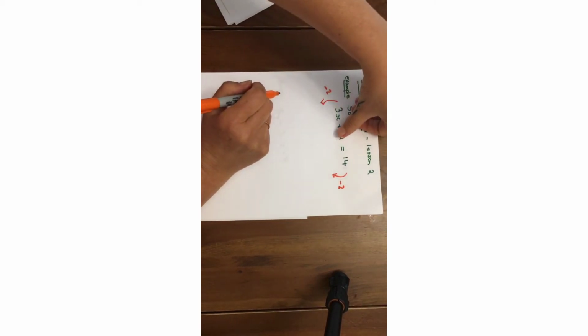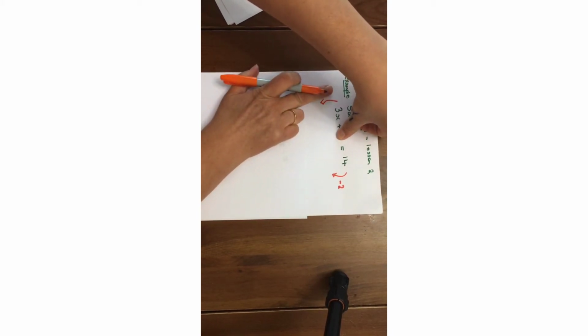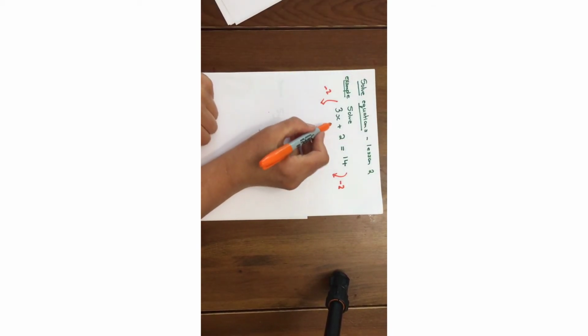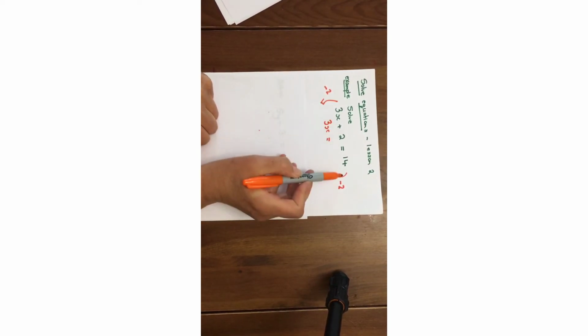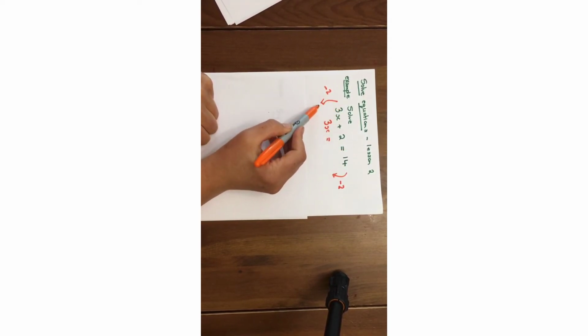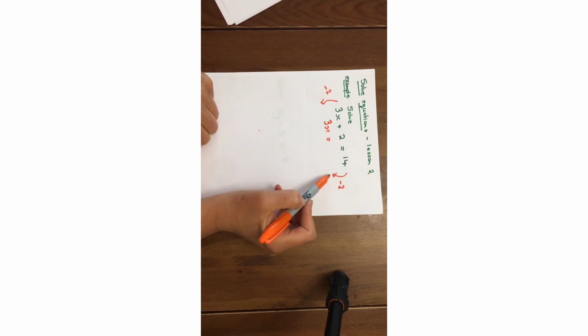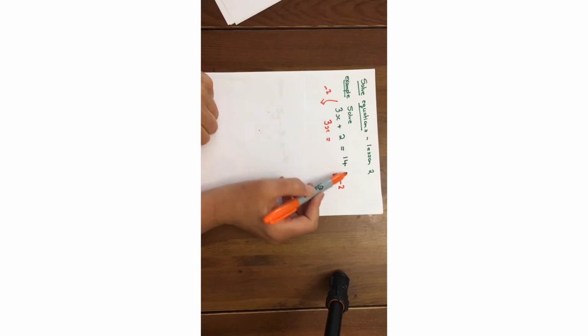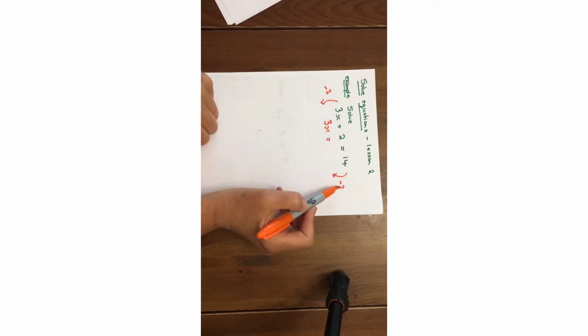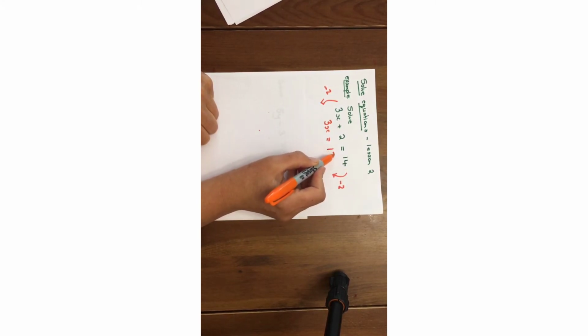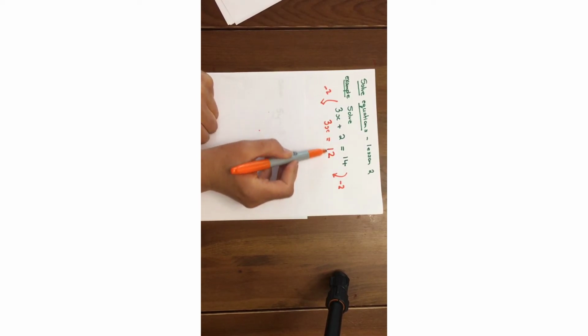So the 2 and the minus 2 cancel each other out, so I'm just left with 3x on this side of the equation. And when I'm solving equations, whatever I do to one side of the equation, I must do to the other side of the equation. It's like a balance. So here, 14 take away 2 is 12. And now we've got ourselves to a one-step equation like we did last lesson.